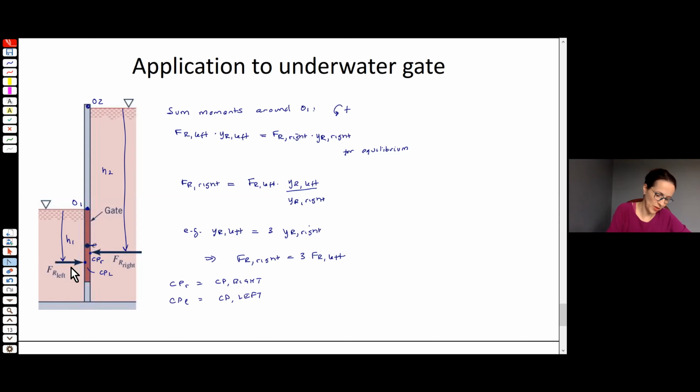So you can see over on the right here, we've got a large column of water. So on the right, that gate is submerged to a much deeper depth than it is on the left. So that's why you see the center of pressure on the right and the centroid are much closer together than they are on the left.